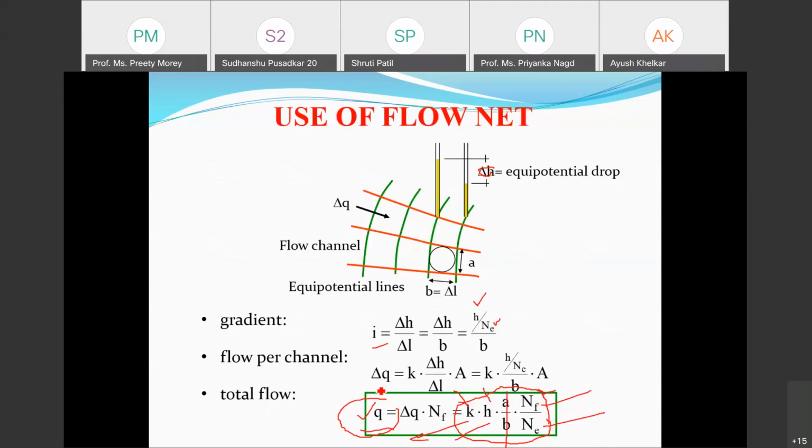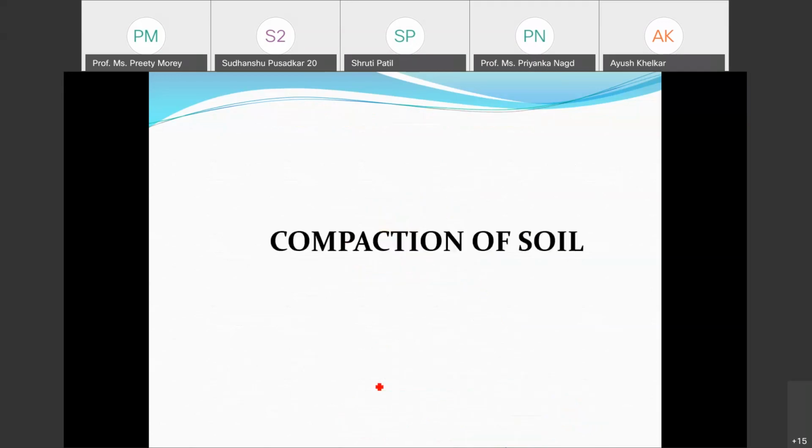Okay, so these are the chapters which we have learned. The next chapter is about compaction. This is a very simple chapter. We know why we need to know the compaction.